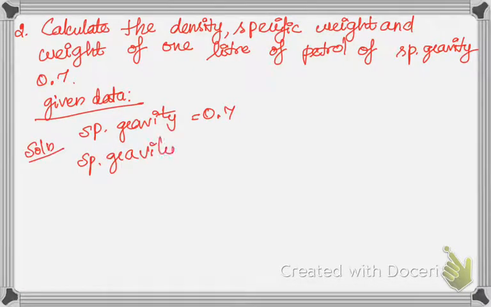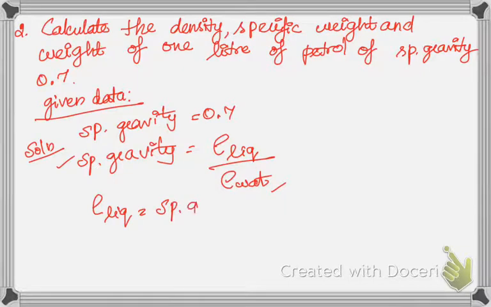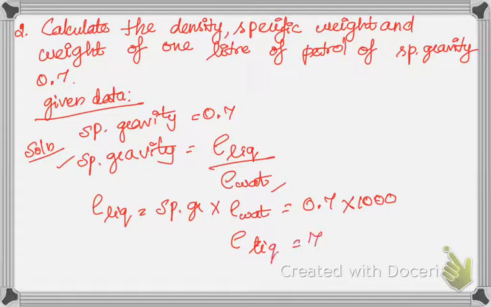Specific gravity is nothing but density of liquid divided by density of water. The value of specific gravity is known, and density of water is known to me. So from here I can easily calculate the density of liquid. Density of liquid is equal to specific gravity into density of water. The value for specific gravity is 0.7 and the value for density of water is 1000, so density of liquid is equal to 700. The unit for density is kg per meter cube.